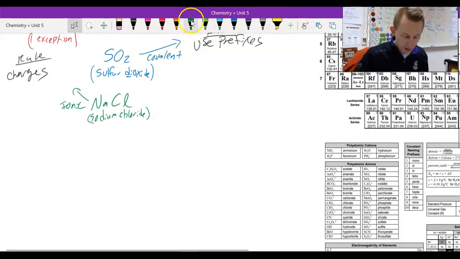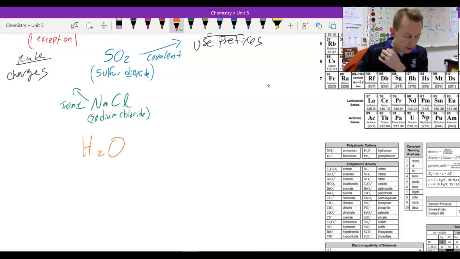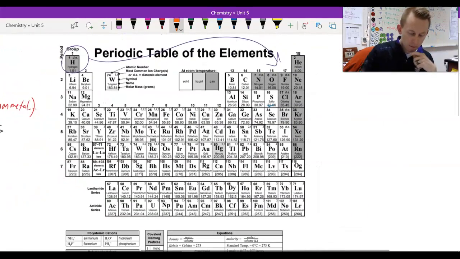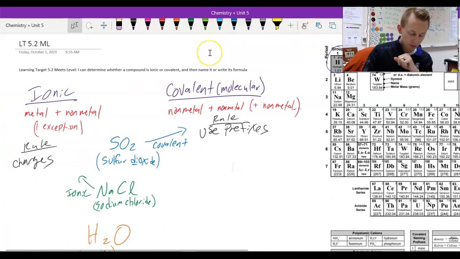I've got a few more examples that I want to go through next. H2O, water, favorite chemical, water. Water is one that you've got to be careful of. Water is made of hydrogen and oxygen. Oxygen is a nonmetal. You've got to be careful because hydrogen is on the left side of the periodic table, so you might be thinking that's a metal. But be careful. Hydrogen is a nonmetal, just like we said at the beginning. So it's a nonmetal and a nonmetal, which makes it covalent. You've got to watch out for that one.